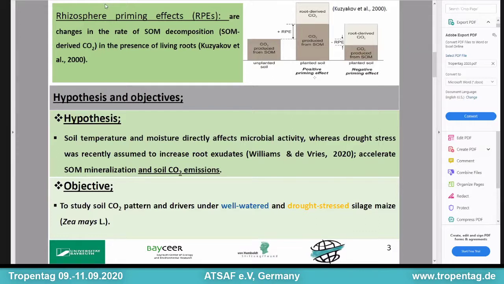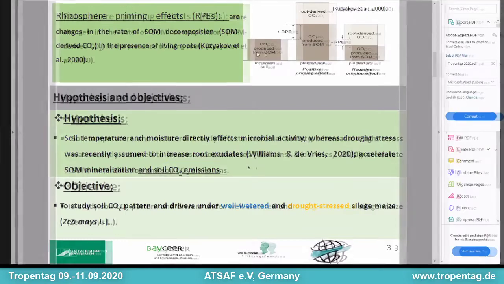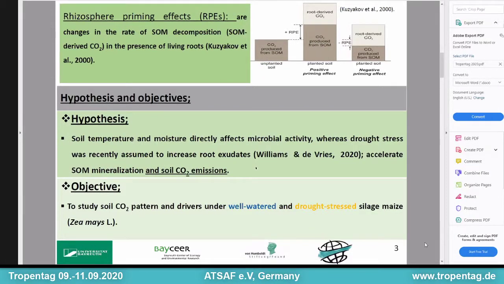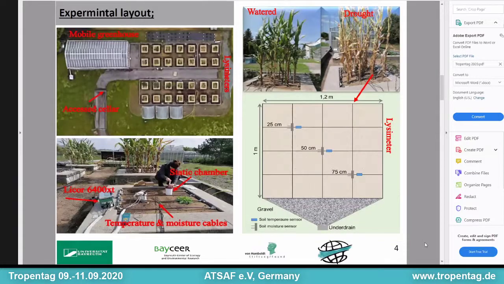microorganisms. So in this study, we hypothesized that soil temperature and moisture content directly affect microbial activity, whereas drought stress was recently assumed to increase root exudates, accelerating soil organic matter mineralization, and thus increase CO2 emissions. And the objective of this study is to study soil CO2 patterns and drivers in well-watered and drought-stressed maize.